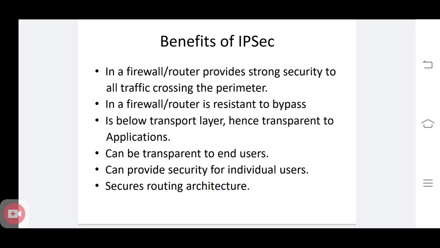Clear? So the main benefits: they provide strong security to firewalls or routers, they are transparent to applications and end users, and they provide security to individual users. Also, it's a secure routing architecture. Okay.